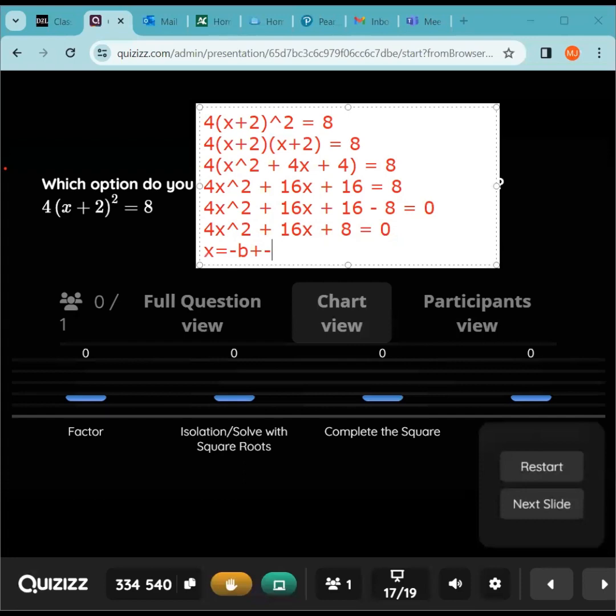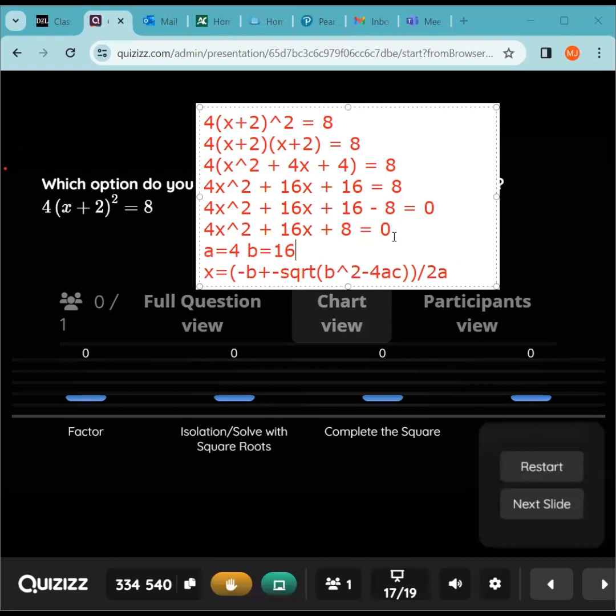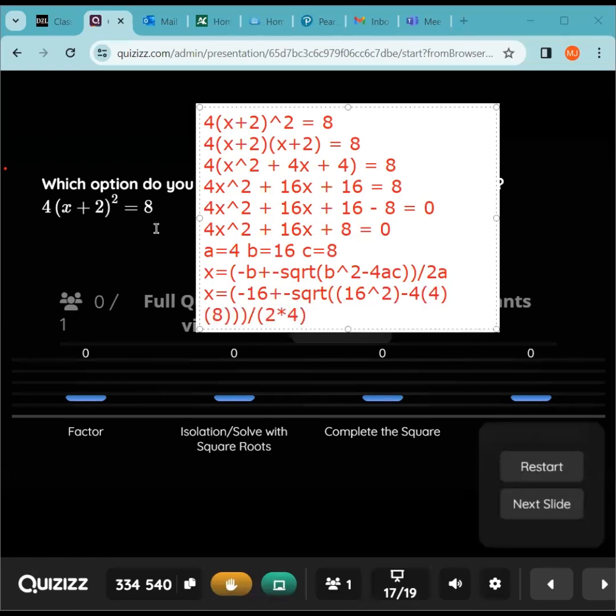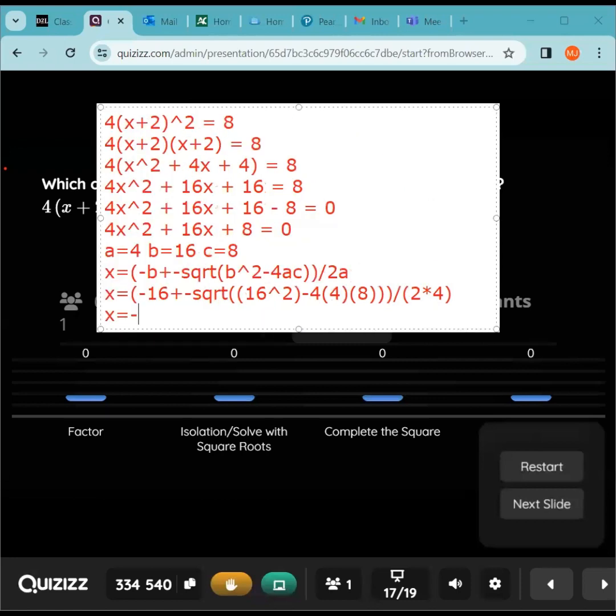x equals minus b plus minus square root of b squared minus 4ac, divided by 2a. Let's do that. And then let's find out what a, b, c is for the equation. So a is 4, b is 16, c is 8. So we plug that all into the quadratic formula here. So -16 plus minus square root of 16 squared minus 4, 4, 8, divided by 2, 4.